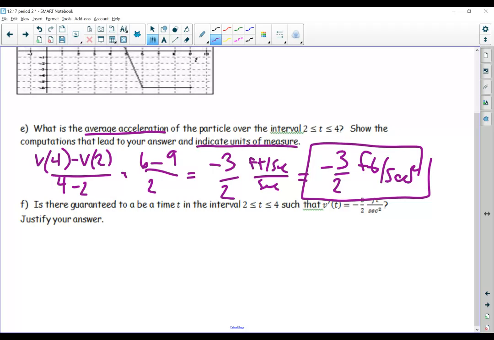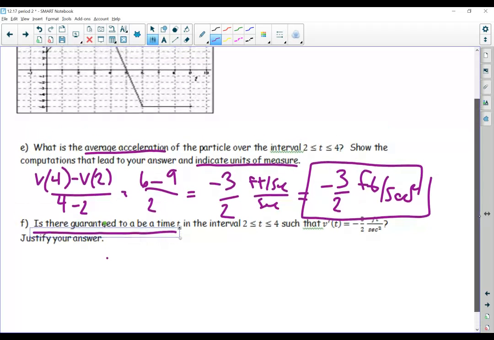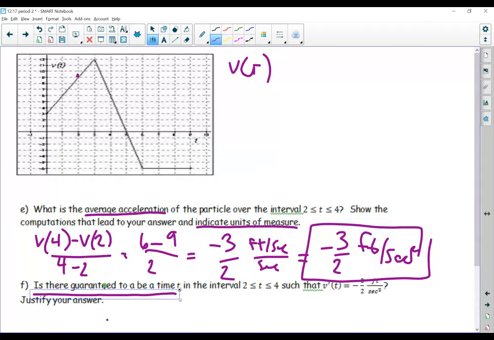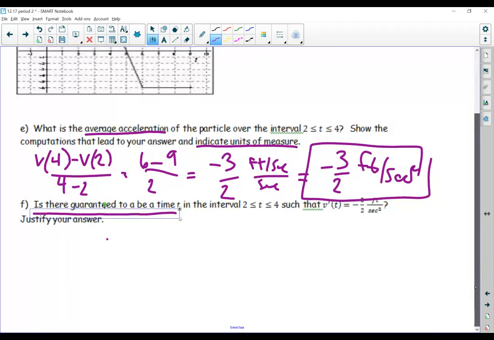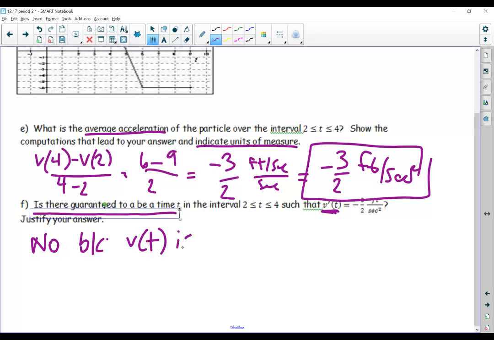Is there guaranteed, by a theorem, a time t such that v prime of t equals negative 3/2? This is asking, is there guaranteed to be a time in the interval 2 to 4 where we have a slope equal to negative 3/2? In other words, does one of my theorems apply? If they're talking about the slope, then they're talking about MVT. Does MVT apply in this situation? The answer is no, because v of t is not differentiable.